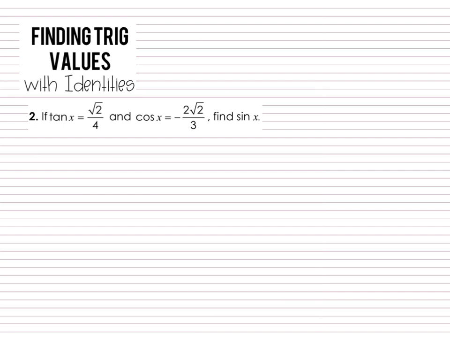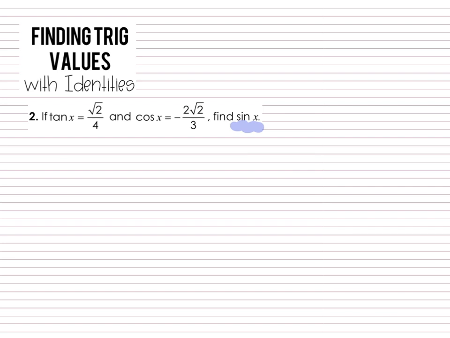Number 2 says that if tangent of x is square root of 2 over 4 and cosine of x is negative 2 square roots of 2 over 3, it's asking for us to find the sine of x. So here we're given two pieces of information, tangent and cosine, and we're asked to find sine. So what we want to do is approach this problem by saying, what do we know? And therefore, how am I going to find what I'm looking for?